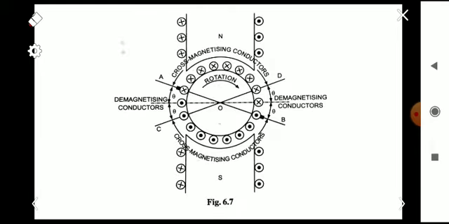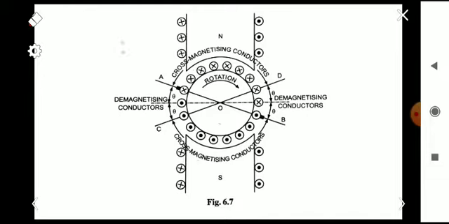Here, one more thing we have to learn is the equation for the cross magnetizing ampere-turns and the equation for the demagnetizing ampere-turns. If the brushes lie in the geometrical neutral plane, the entire armature reaction effect is cross magnetizing. However, if the brushes are shifted from the geometrical neutral plane, a part of the armature reaction becomes demagnetizing and the remaining armature reaction is cross magnetizing.